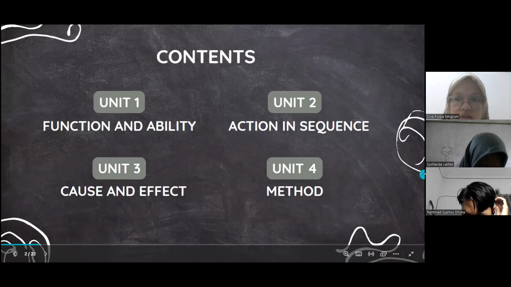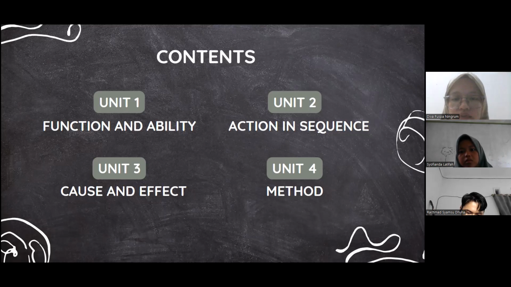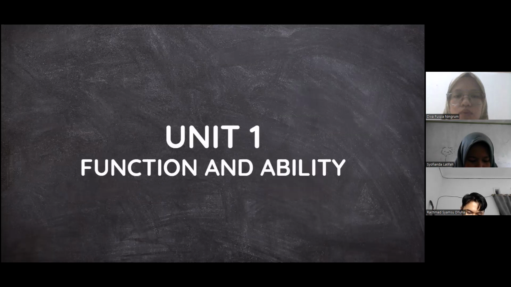So in this module, we are going to explain 4 units. In unit 1, we have function and ability. In unit 2, we are going to explain about action in sequence. In unit 3, we are going to explain about cause and effect. And the last one, we are going to talk about method. Now, let's begin with unit 1. It's function and ability.